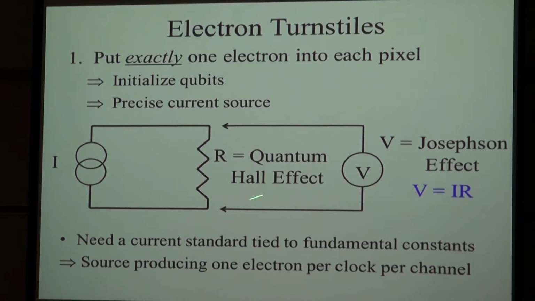And so the goal is, we have good voltage measurement, the Josephson effect, and we have a good resistance standard, the quantum Hall effect. If we can get a current standard tied to fundamental constants like that, that produces maybe 1,000 electrons for each clock cycle, then we think we could do this so-called metrological triangle. We could get of order a nanoamp, and so that's something we're trying to figure out whether we can do.